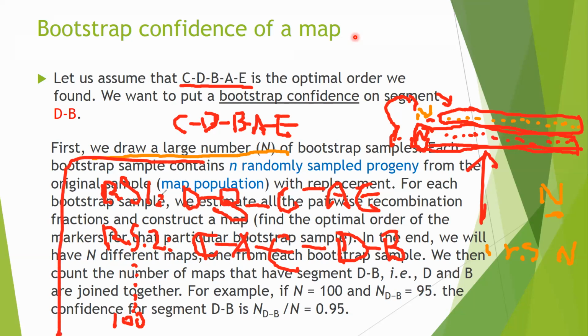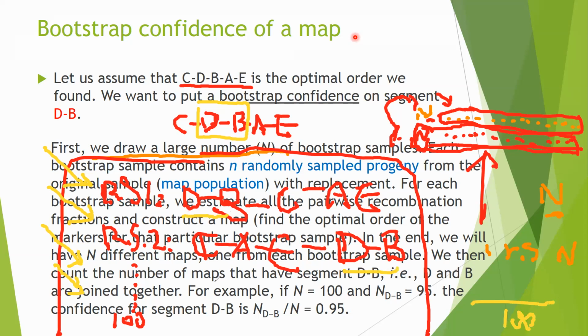So suppose you got 100 new maps, right? Because here you are only interested in the confidence between these two. So you want to see if these two genes are always placed together. So by looking at each map from the resamples, you're going to see, out of these 100, how many times they're still together. Does that make sense?